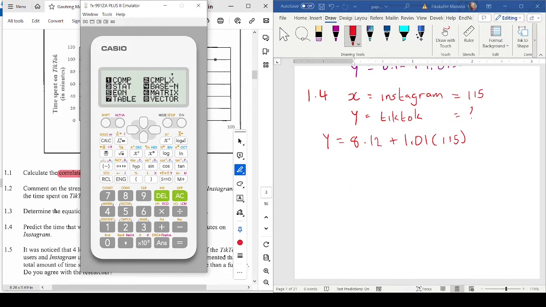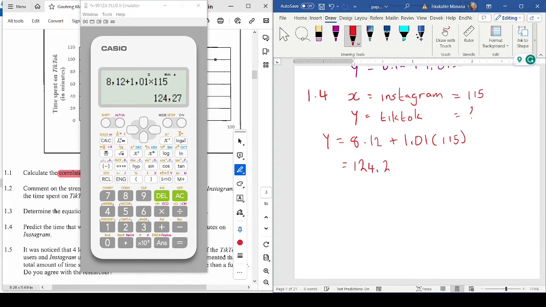You can now go back to your normal mode. So we'll just go 8.12 plus 1.01 times 115, just like that, and then we get 124.27.